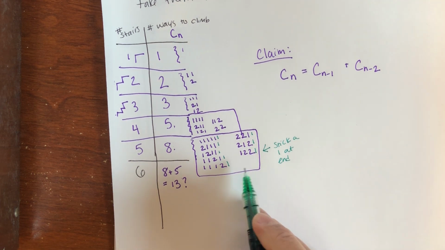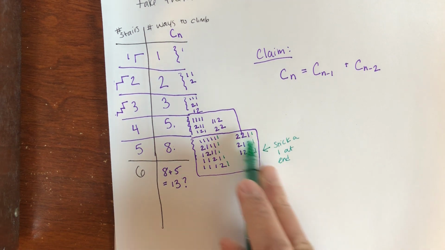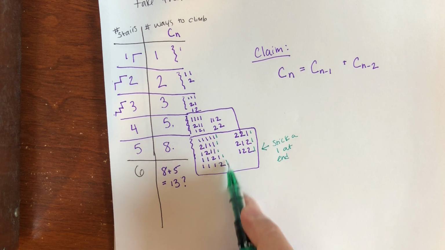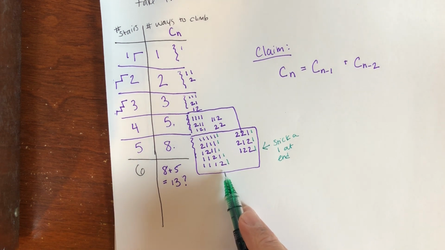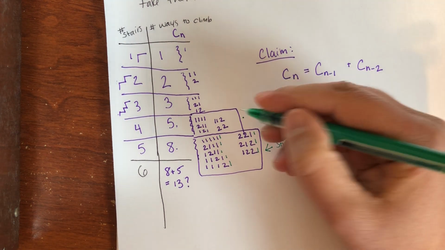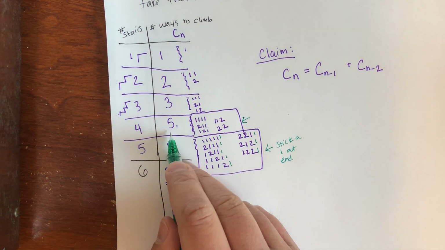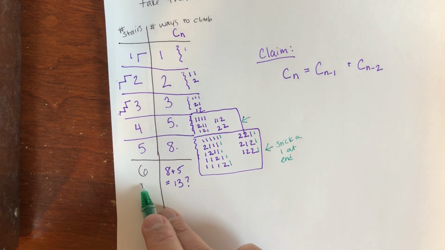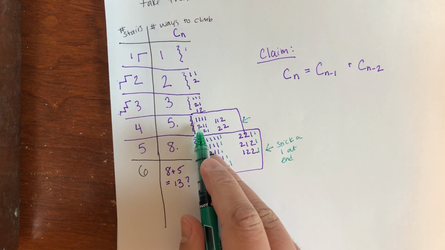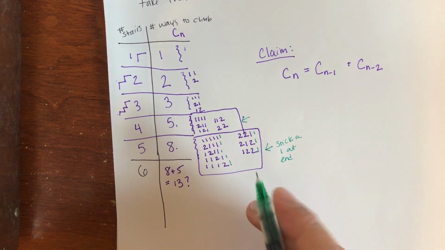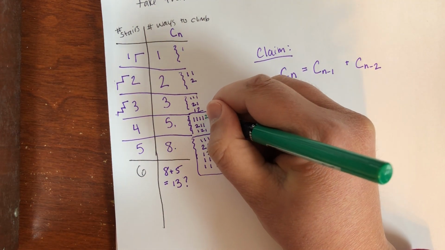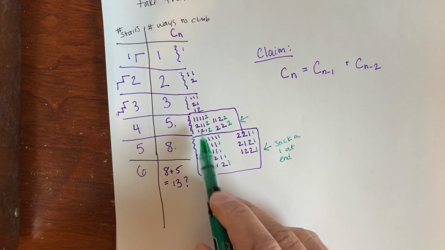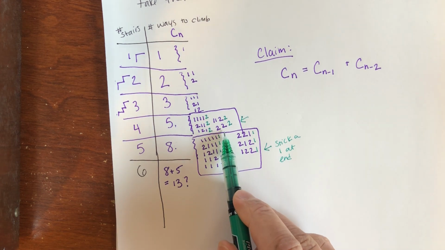It's not going to be all the ways of going up 6 stairs, because so far all I've listed is the ways of going up 6 stairs that end in a 1. I don't have any ways of going up 6 stairs that end in a 2. But that's where this case comes in. Because up here in the C4 case, we had 5 different ways of going up 4 steps. So if I want to generate a way of getting up 6 steps, I need to go up 2 more steps. Now I've already listed the ones that end in 1, but I haven't listed the ones that end in 2. And conveniently, if I stick a 2 at the end of all of these, I've generated 5 new ways of going up a 6-step staircase.